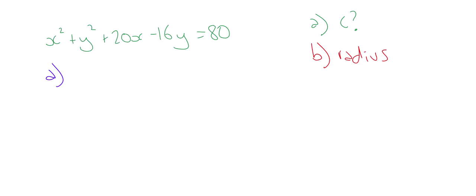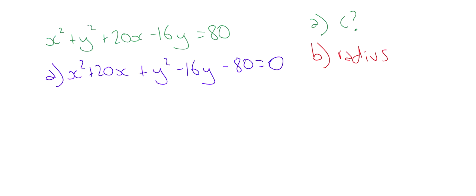So first of all, I'm going to rewrite it. I'm going to put the x's together, and then I'm going to put the y's together. I'm going to leave the 80 over there. I don't need to do anything with that. So what I'm going to do is complete the square twice. I'm going to pretend these are two separate equations. So x squared plus 20x. If this was a perfect square, what goes there?